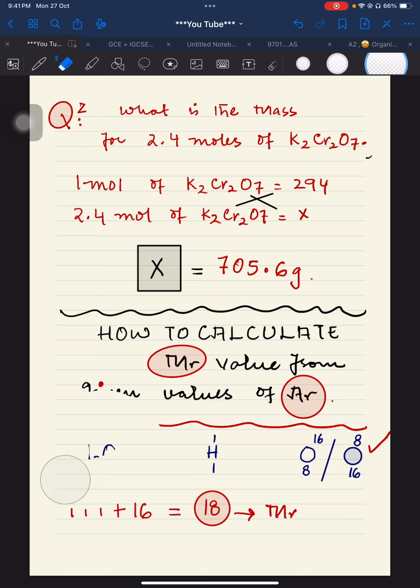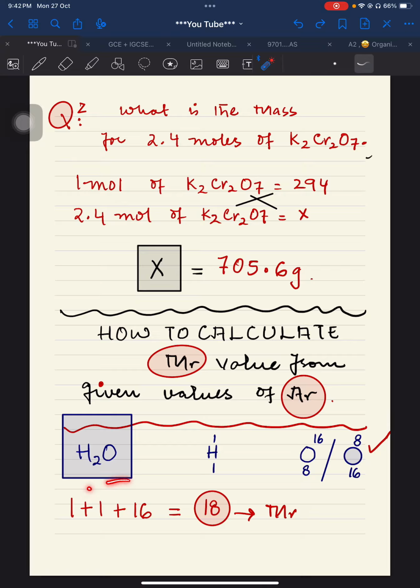Now look at water. In water there are two hydrogen atoms, so it is 1 and 1, plus 1 times 16, as the oxygen atom is present 1 time. We are going to add these, and as a result the MR value for water will become 18.